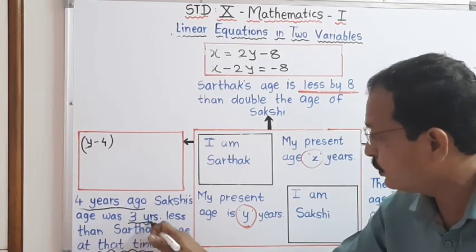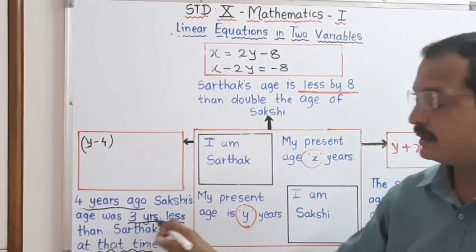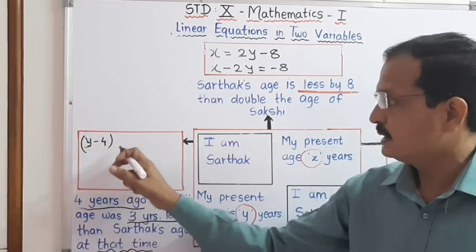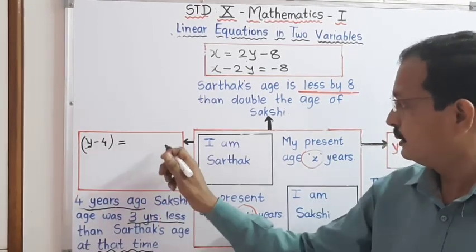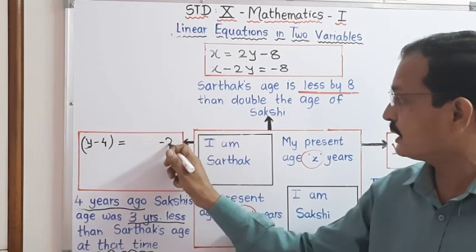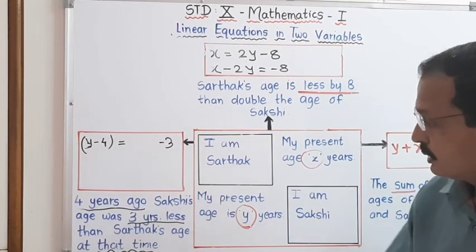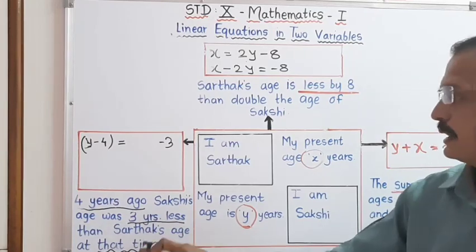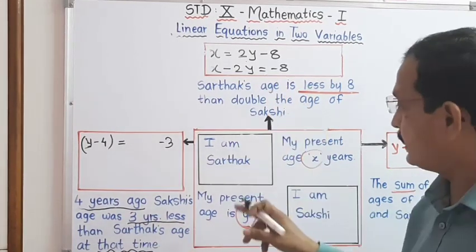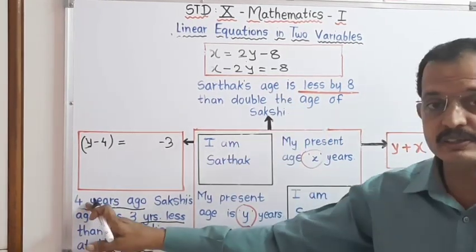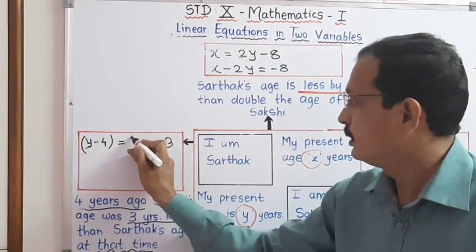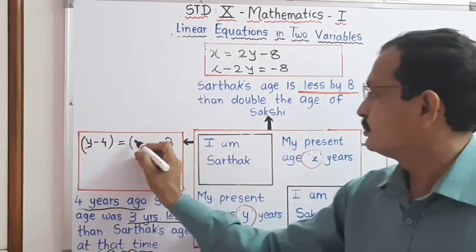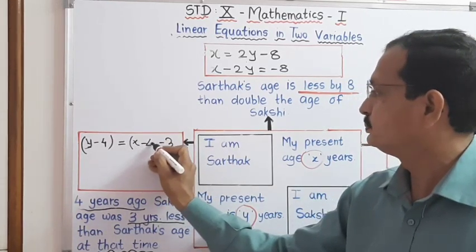4 years ago, Sakshi's age was 3 years less. Again, we have to use the word less by 3. That means this age is less by 3. That means we have to subtract 3. But from what? Sarthak age at that time. What was the Sarthak age at that time? At that time means how many years ago? 4 years ago. Therefore, we have to write here x minus 4.